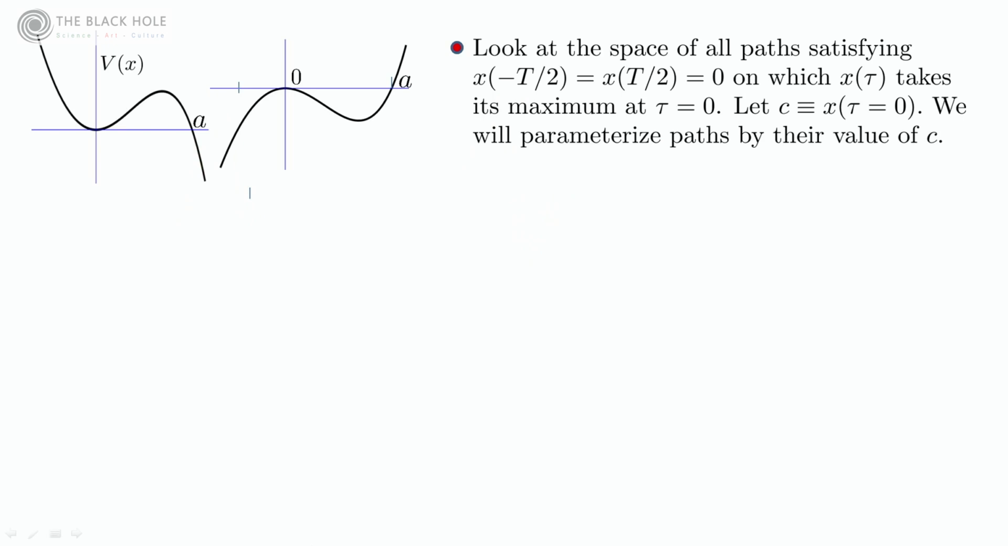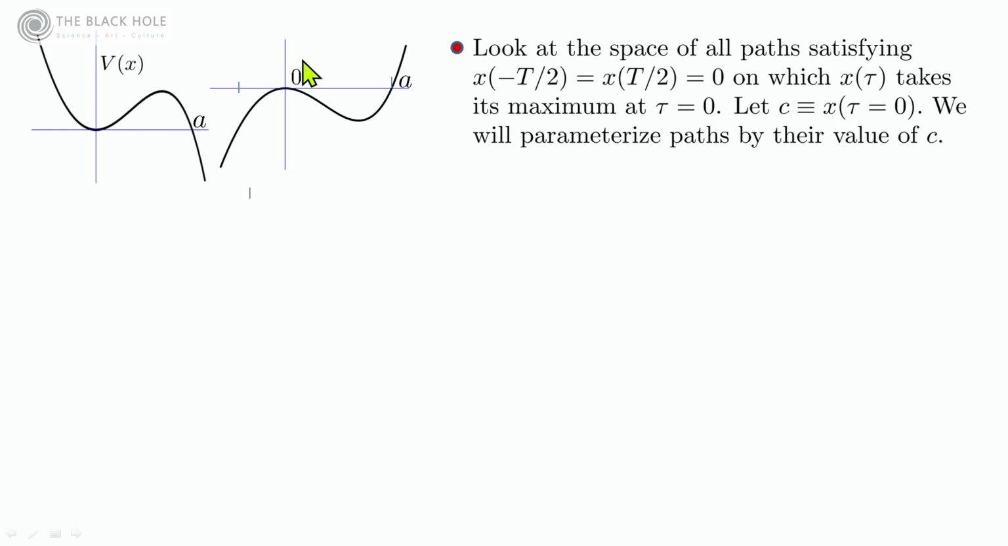So here is a situation where we must understand the physics very well. Again, for your viewing pleasure, here's the negative of the potential. And now I'm going to ask you to look at the space of all paths which satisfy the boundary conditions which I've repeated very often. And I'm going to say that let C be the value of x at tau equal to 0.